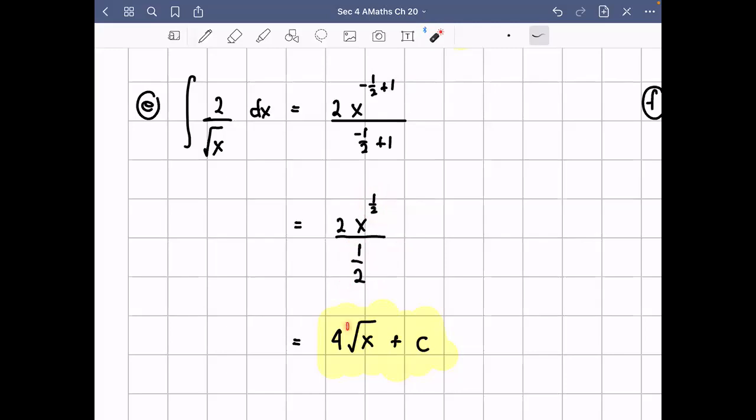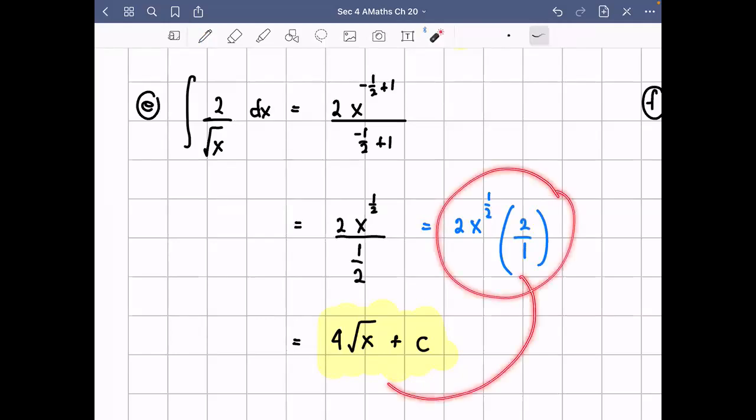Now, how did this become a 4? So we have 2 root of x, or let's say 2x raised to 1/2. And then how do you divide fractions again? You multiply the numerator by the reciprocal of the denominator, which is 2 over 1. And that's how you get your final answer. It's 4 root of x plus c. So that's your answer for letter E.